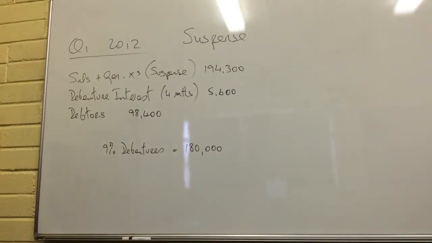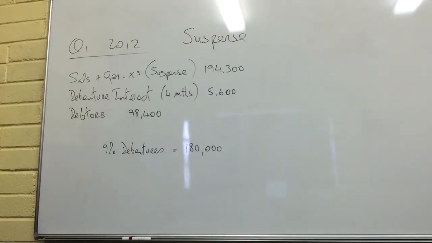Right, we're looking at the suspense account adjustment in the 2012 paper. The question has the suspense account incorporated in the salaries and general expenses account, and it tells us that the suspense account arises as a result of the incorrect figure for 4 months debenture interest and discounts allowed of 450 entered only in the discounts account.